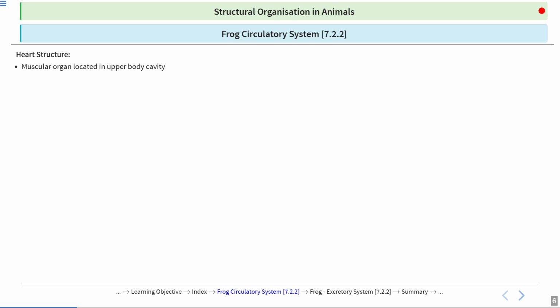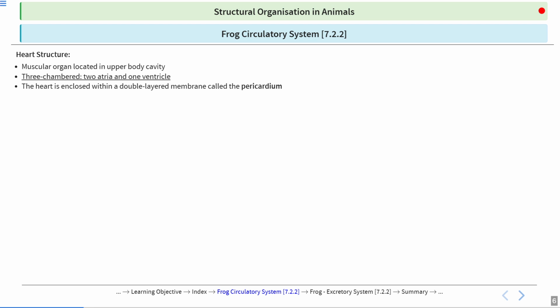In the trunk region, the body can be divided into two parts again, the chest or the thorax region, and there is an abdomen region. So this heart is located in the chest or the thorax region. That is also called the upper body cavity. Three-chambered. Very, very important point. The heart of the frog is three-chambered, two atria and one ventricle.